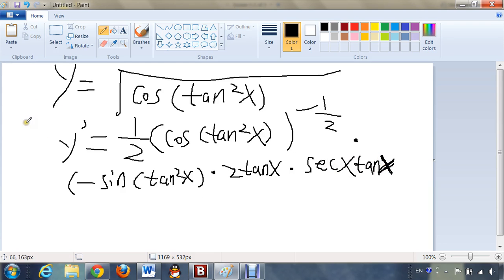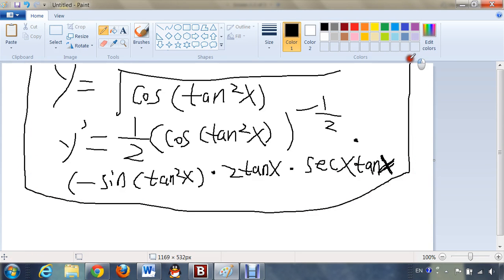So you can use some time to copy this question down, and do it by yourself again and see if you can get the same answer. So alright, hopefully this helped.